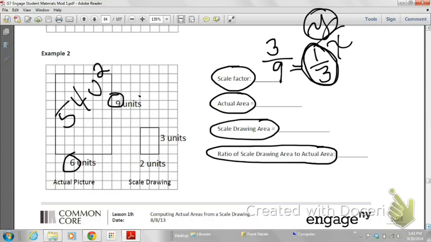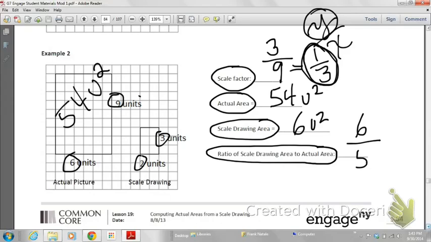Here's another way to write square units. And again, we don't often use units. We just use units because we don't want to commit to centimeters or inches because they're just examples, okay? So 54 units squared. Scale drawing, 3 times 2, 6 units squared. And now we look here, we look at the ratio of the scale drawing area, which is 6, over the actual area, which was 54.